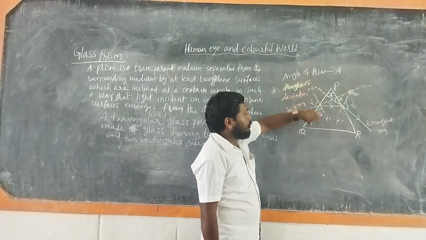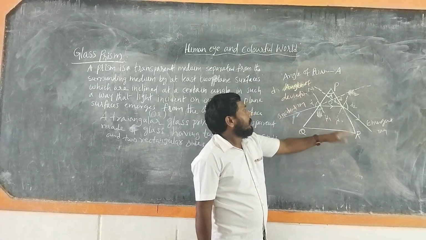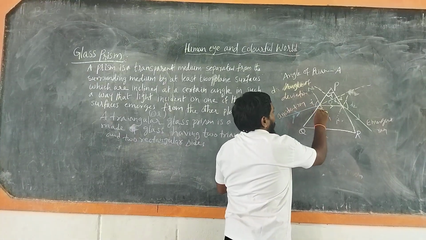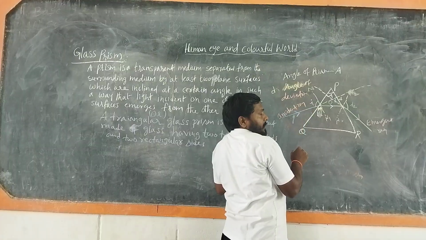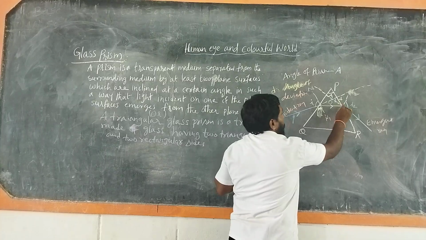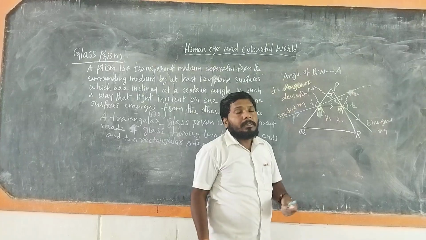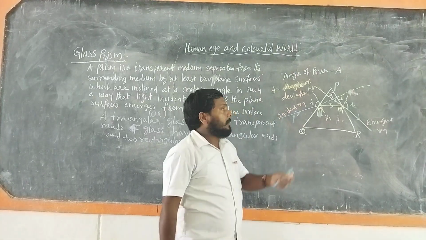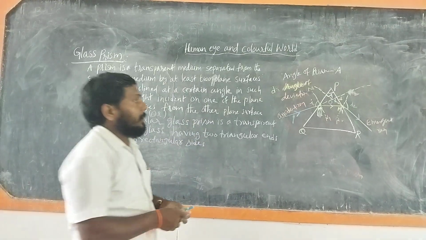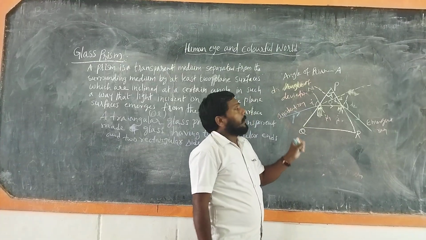Let's consider PQR as the outline of the prism. A light ray is incident at the point M on the surface of the glass prism, deviates, and is incident again at the point M dash. From the point M dash, the light ray comes out. The light ray which comes out from the prism is called the emergent ray.